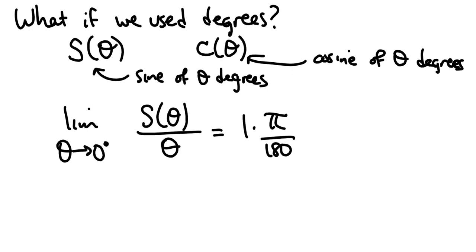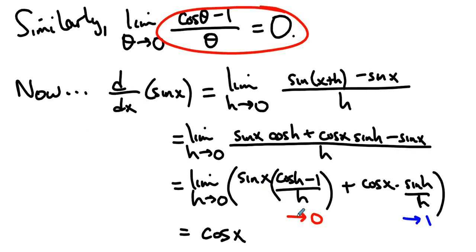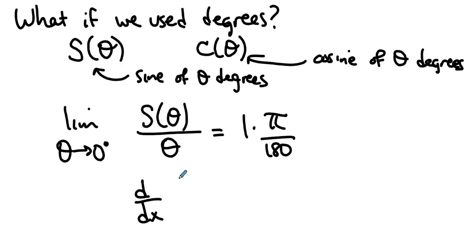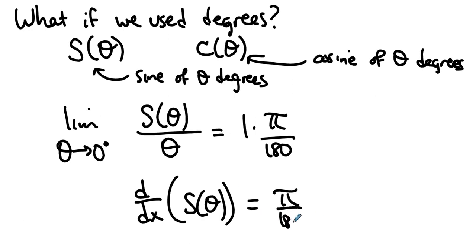So then what happens here? Well, this still goes to 0, so this part still drops out. This part goes to pi over 180. So the derivative of the sine of theta degrees is pi over 180 times the cosine of theta degrees. Oh, that's a theta. Golly, you're going to catch me on that. The derivative with respect to theta of the sine of theta degrees is the cosine of theta degrees times pi over 180.